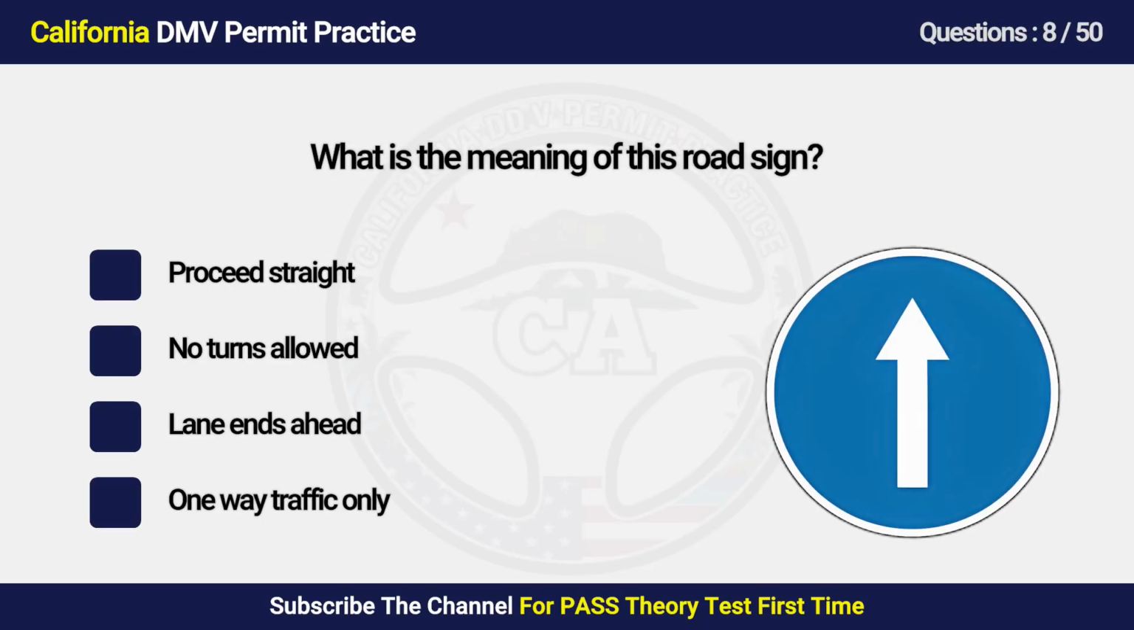Question 8. What is the meaning of this road sign? A. Proceed straight. B. No turns allowed. C. Lane ends ahead. D. One-way traffic only.